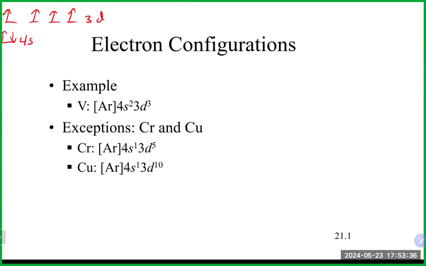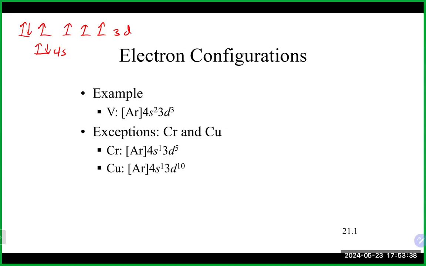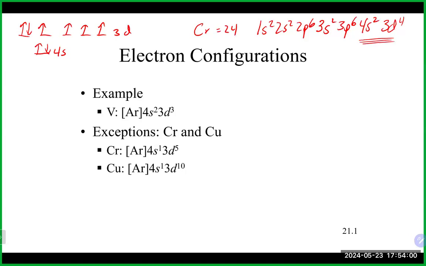If you wrote the electron configuration following the normal pattern, if you looked at something like chromium, which is 24, you would end up with 1s2, 2s2, 2p6, 3s2, 3p6, 4s2, and 3d4. The exception with chromium and copper happens here at the end. It's been found to be more stable with one extra electron up into that d orbital.